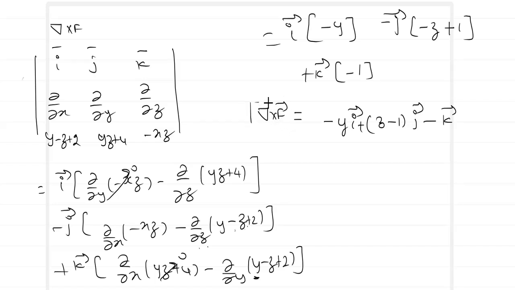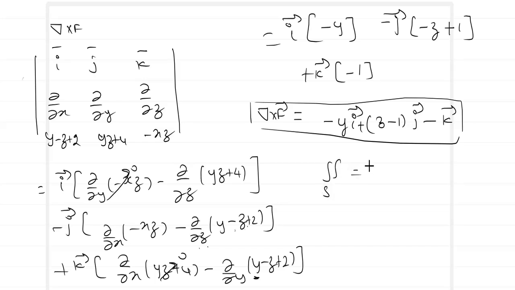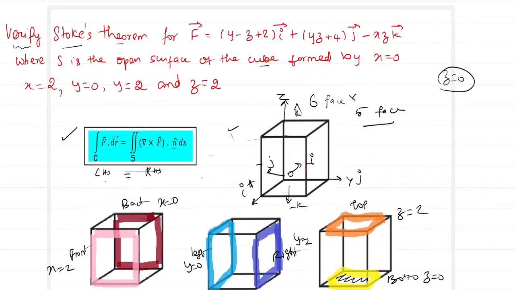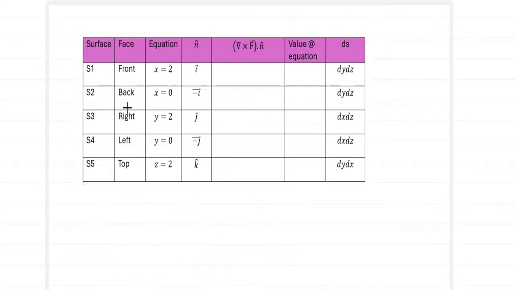Now I will make use of this del cross f for the five surfaces. So what is the double integral over S? I am going to split it as S1, S2, S3, S4 and the double integral over S5 for the 5 different faces which I have over here. Let us tabulate them. Front, back, right, left, top. Equations are x = 2, x = 0, y = 2, y = 0, z = 2. Unit vectors are i, minus i, j, minus j, k.